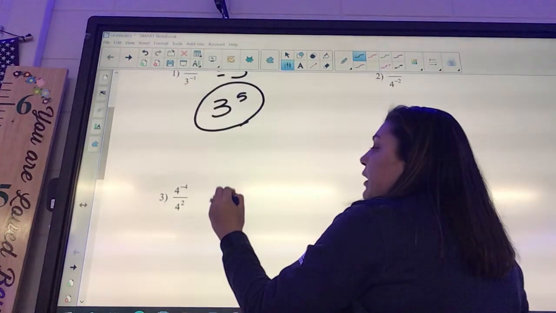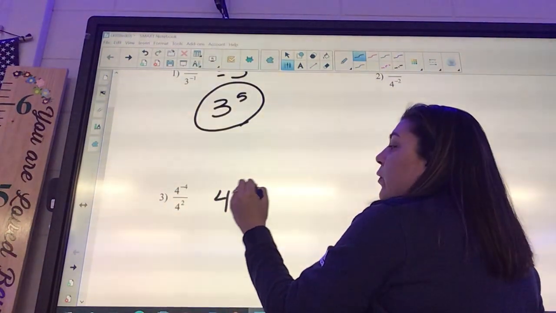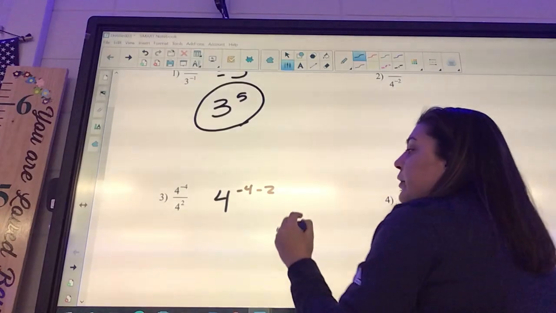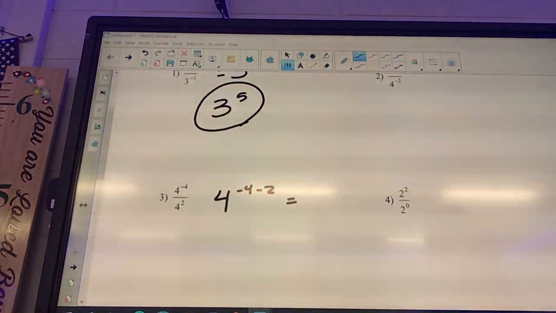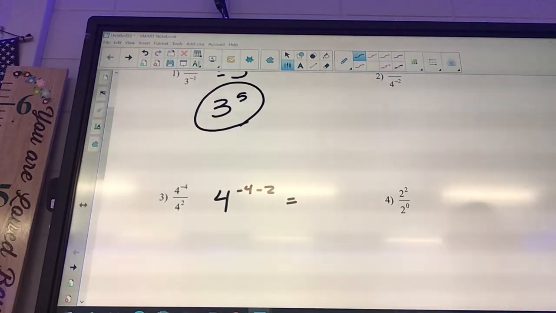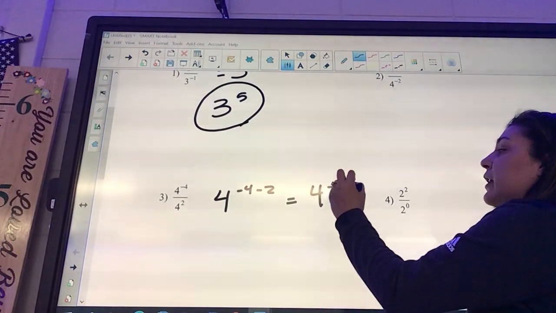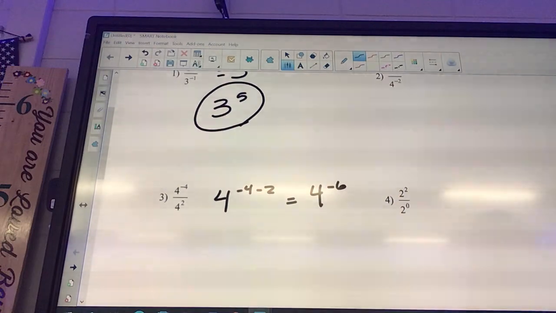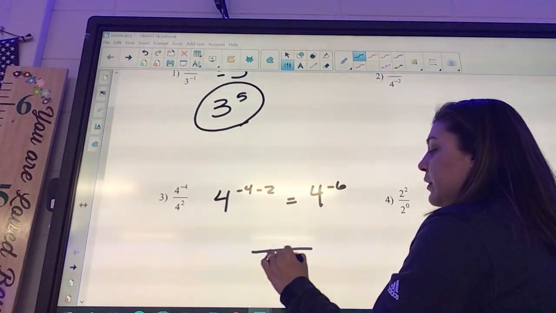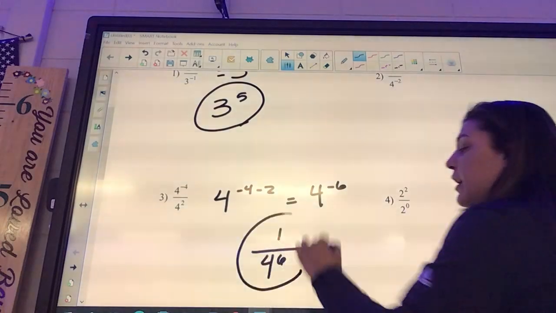Okay, so on this one, you're going to get 4 to the negative 4 minus the bottom is 2. What is negative 4 minus 2? Negative 6. So you're going to get 4 to the negative 6. And where do negatives go? On the bottom. So we got 4 to the 6, and we put a 1 on top.